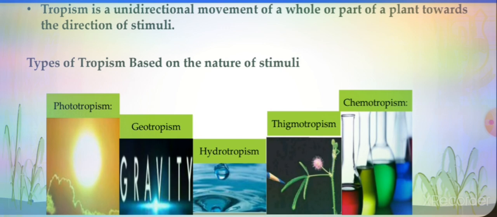The movement of a part of a plant in response to chemicals. For example, the growth of a pollen tube. What is the growth of the pollen tube? You would have heard of pollen grains. Pollen grains are the male reproductive cells. These pollen grains are found inside the anther of the androecium. Androecium is the male sex organ.